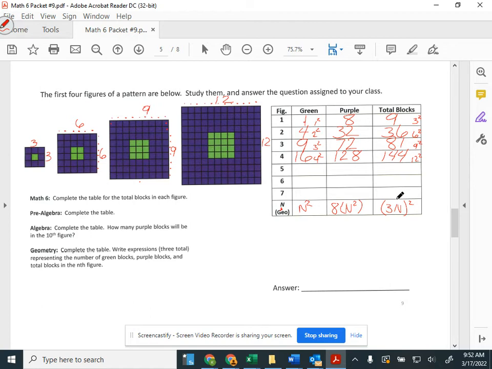But we see our pattern. Do you see the pattern? 3 squared, 6 squared, 9 squared, 12 squared. What is the 5th total blocks? What are we going to be squaring? 15 squared. That is your answer. So find those kind of patterns and you can fill in your numbers easily. Let's look at our next page.